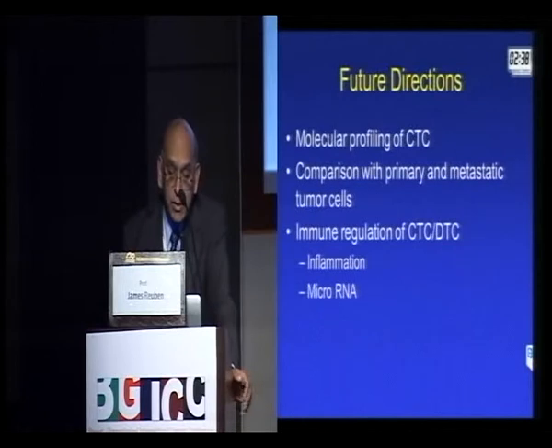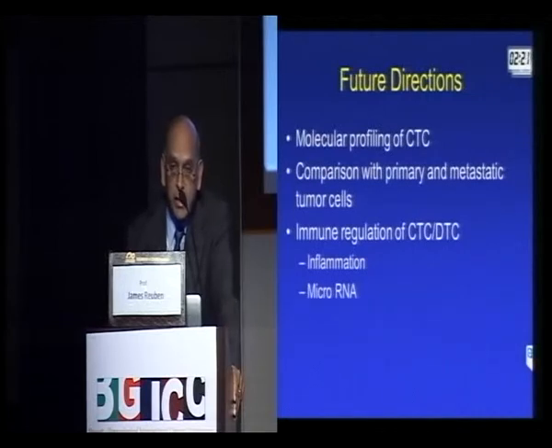The future directions that we have are to collect enough CTCs to do molecular profiling, to be able to get at the genome of these cells. And then we have an ongoing study now to look at whether there are genomic differences between the CTCs in the peripheral blood and the tumor cells in the primary as well as in the metastatic tumors. And in addition to that, we're trying to look at the role of inflammation in these studies.